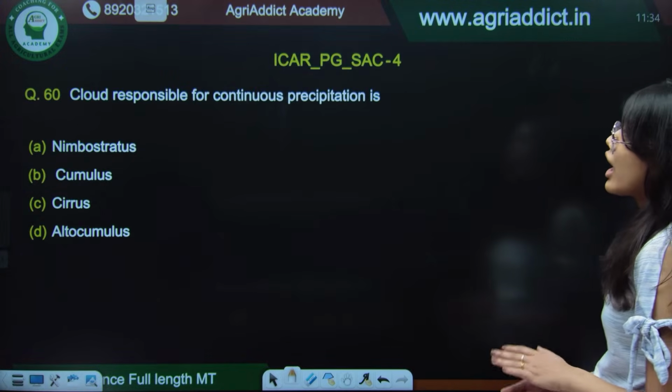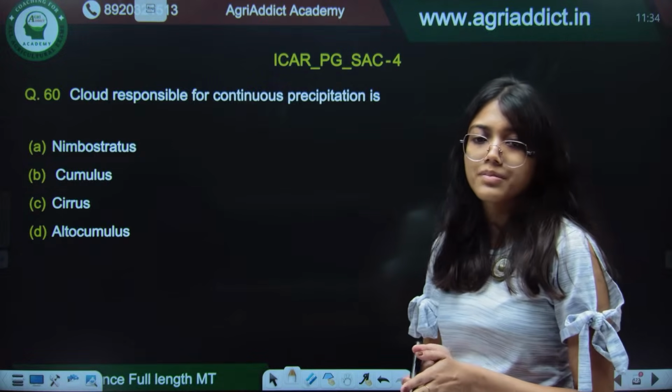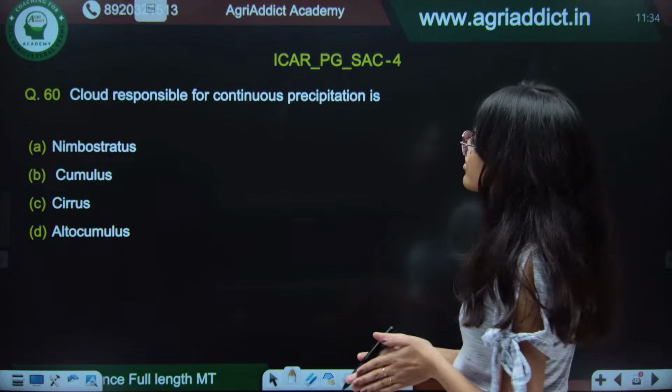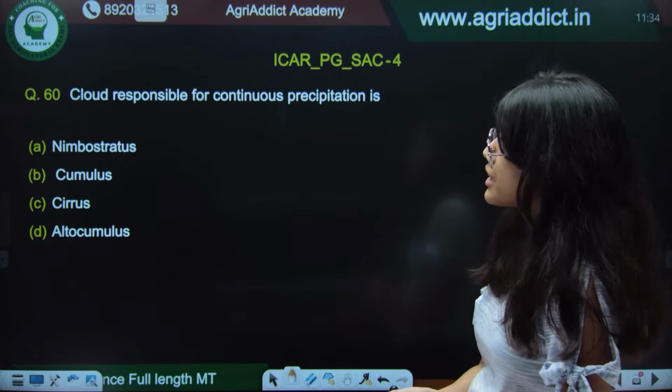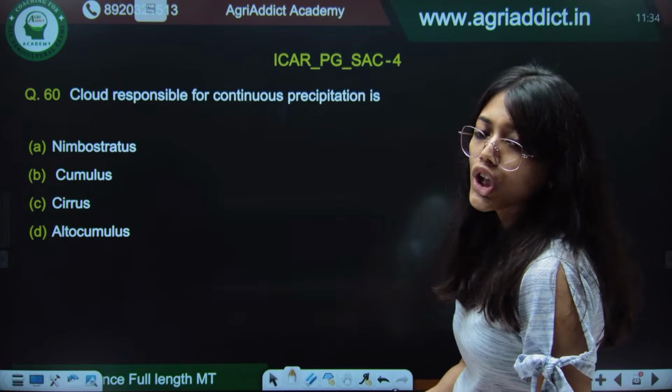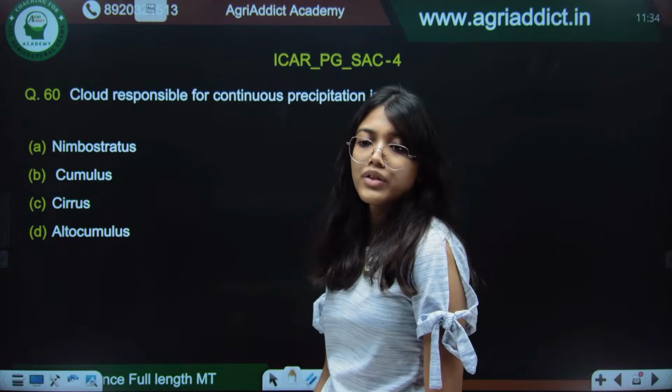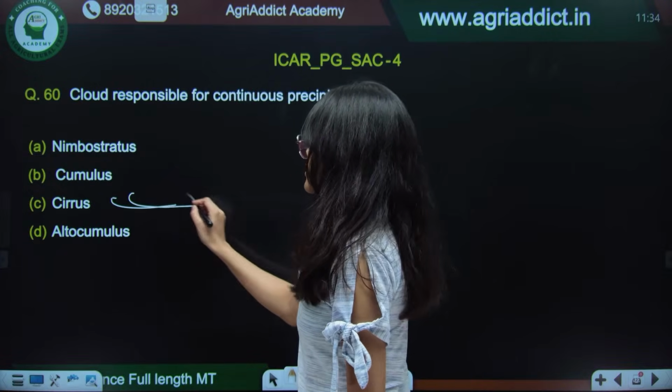Now, cloud responsible for continuous precipitation. So again a question from agricultural meteorology. Cloud responsible for continuous precipitation is... So what will be the answer according to you guys? What will be? So, cirrus clouds are like this. Okay.